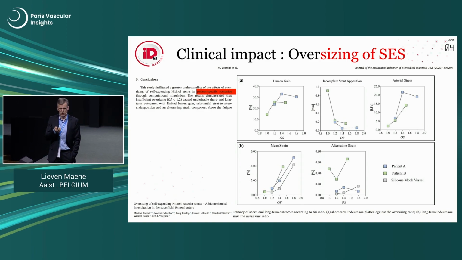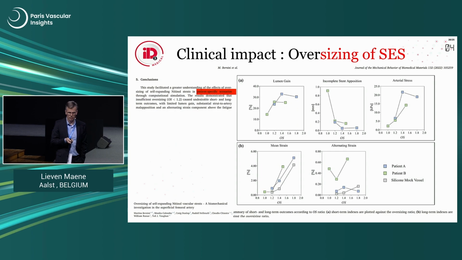Because in these patient-specific scenarios, what we see is that, on one hand, the oversizing is growing, and the luminal gain is growing with the oversizing up to a point of 1.2, 1.4. And then you see the luminal gain curve is flattening down. The same with stent apposition. If you go up to 1.2, you still have gain, and then everything is flattening out.